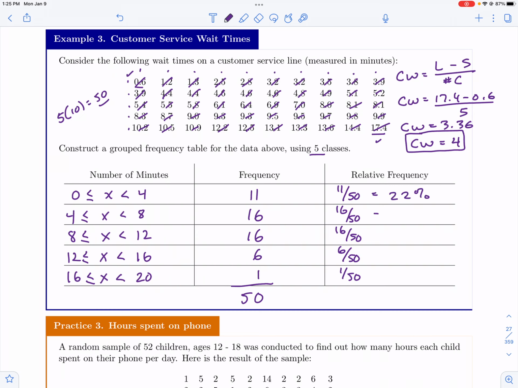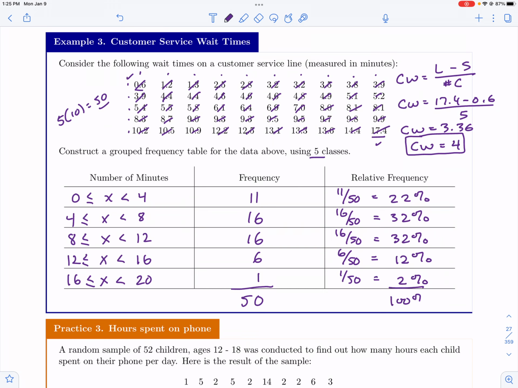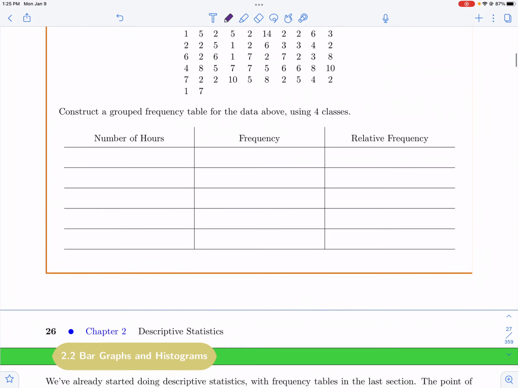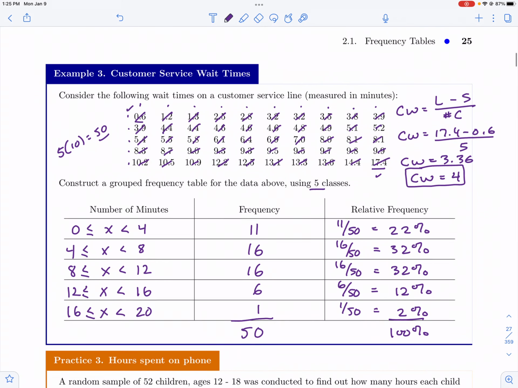22%. So we're going to get 32%, 32% again, 12%, and then 2%. Now this one, since we were lucky enough that we didn't have to round, everything was a nice whole number, when we add these up, again, unless we made some kind of a mistake, this one should equal 100% exactly. All right, so work on practice 3, and that would be it for frequency diagrams.